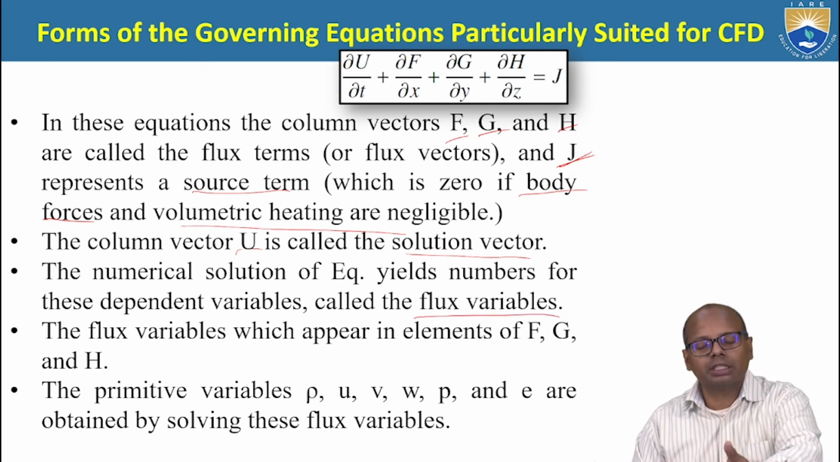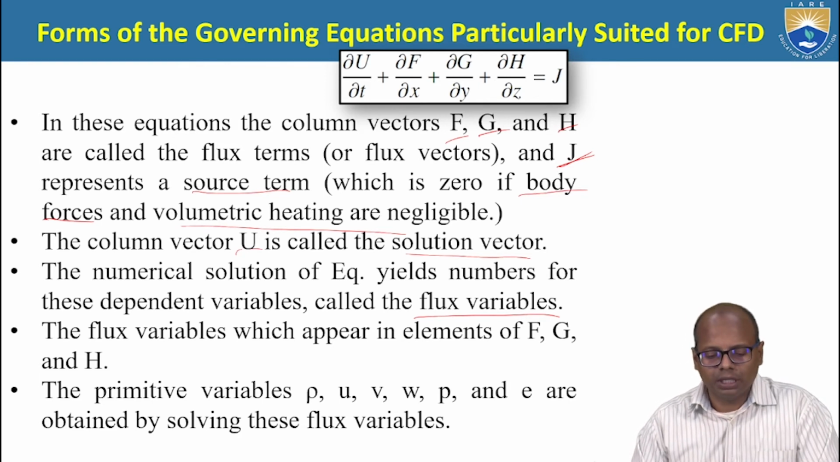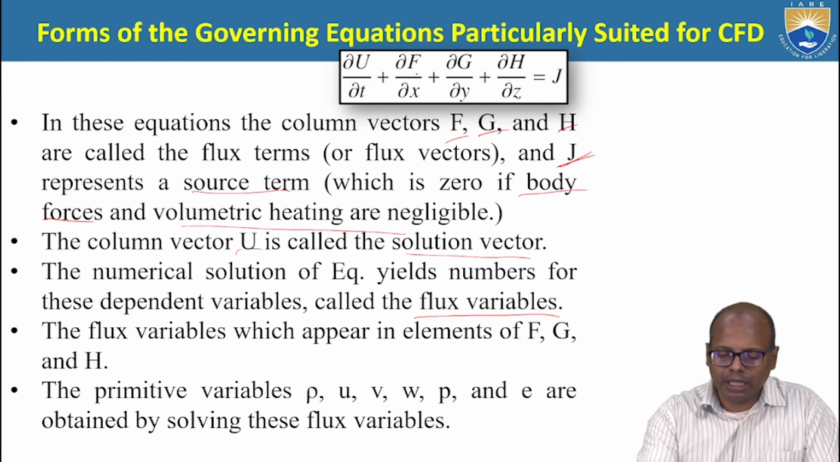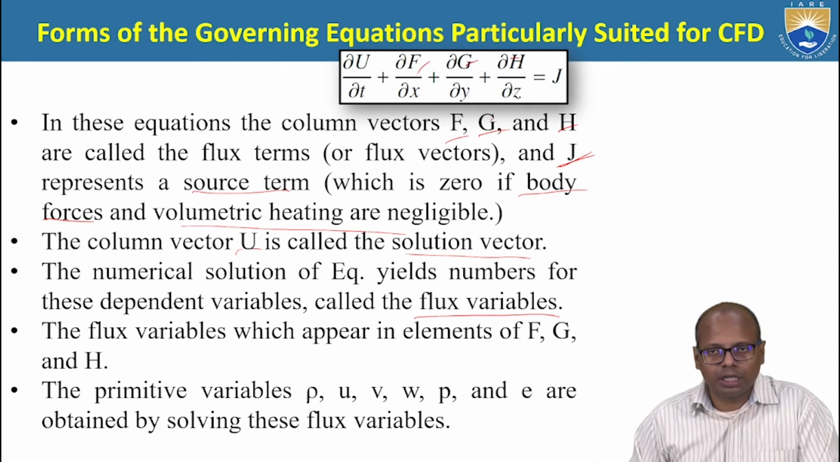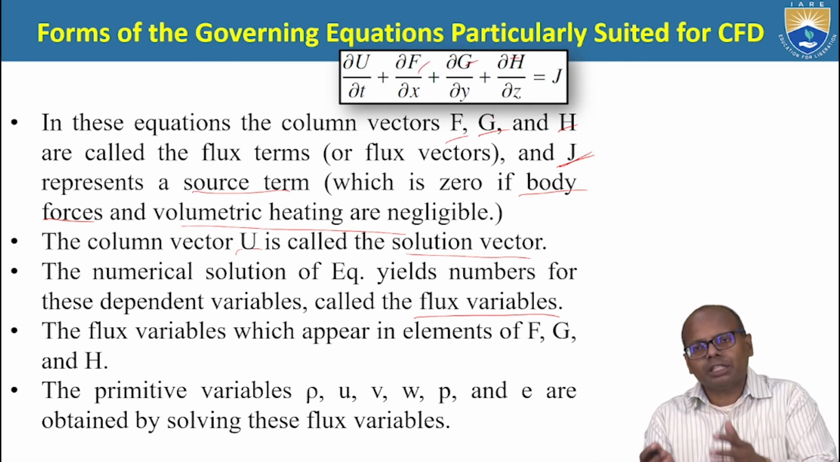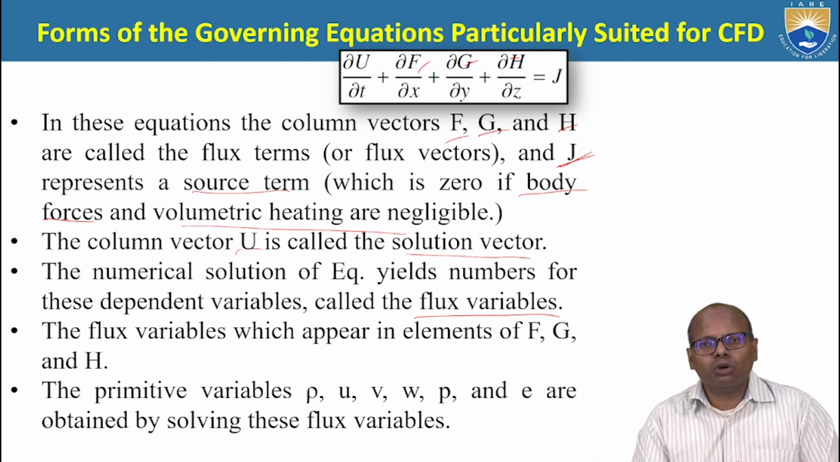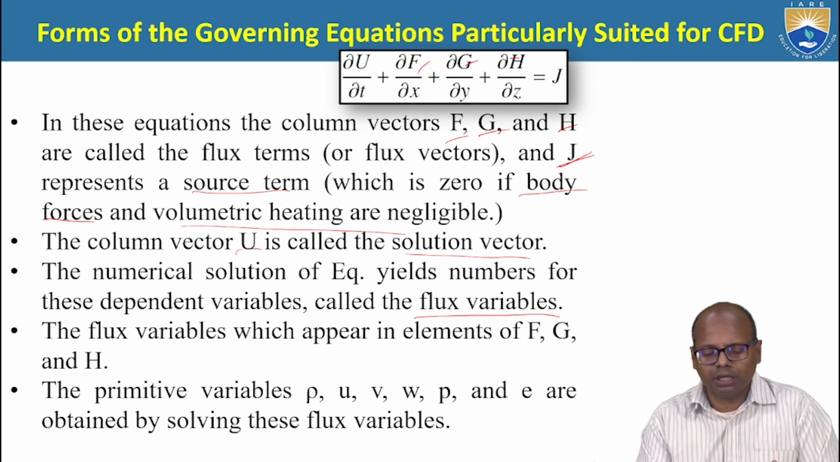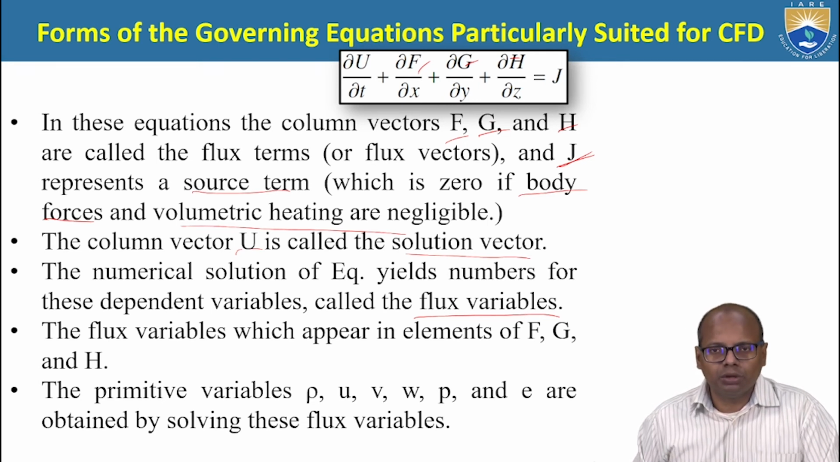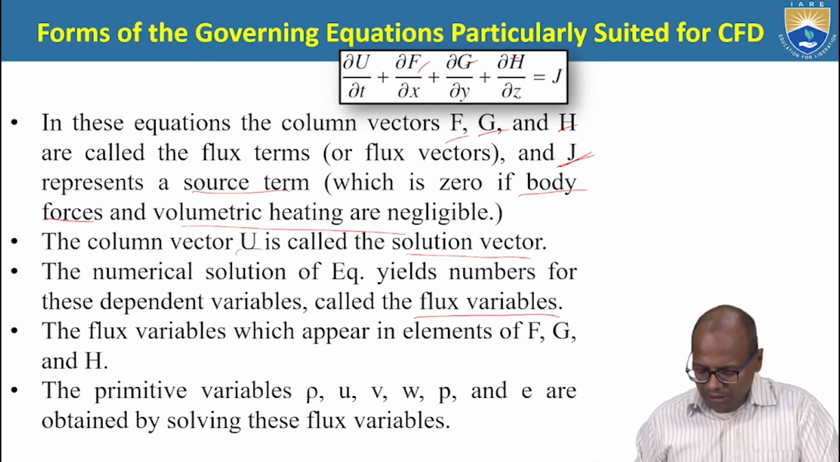Okay, if I solve this equation, I will get the values in the form of flux variables. And these flux variables appear in F, G, H as I already mentioned. Now from these flux variables, I can find out the values of the primitive variables rho, U, V, W, P and E in this fashion.